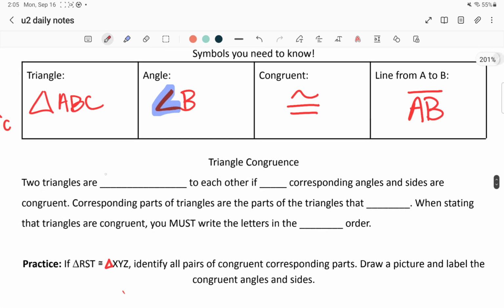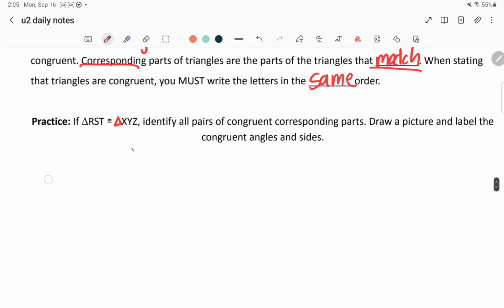Triangle congruence. Triangles are congruent if all three angles and sides are congruent. Corresponding parts of triangles are the parts that match. So remember, the word corresponding, always think what matches. When stating that triangles are congruent, you must write the letters in the same order.